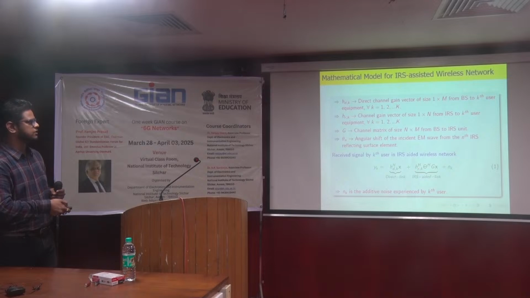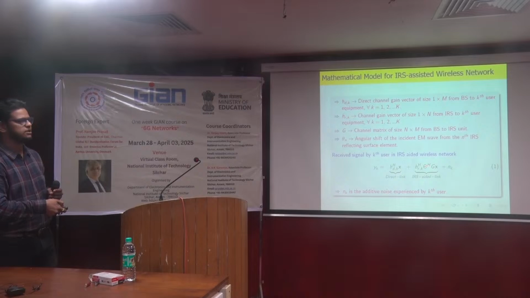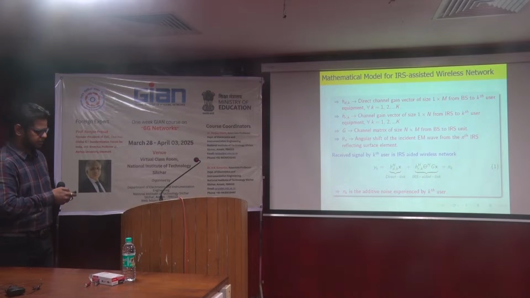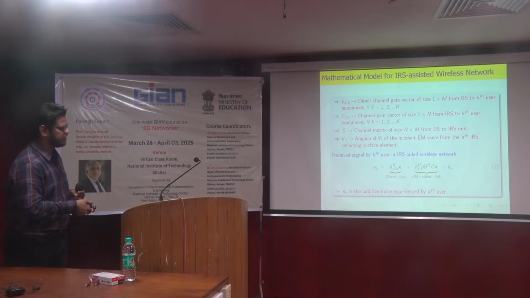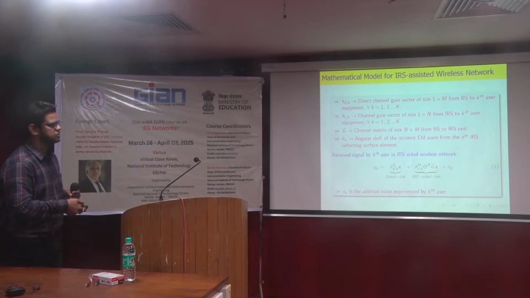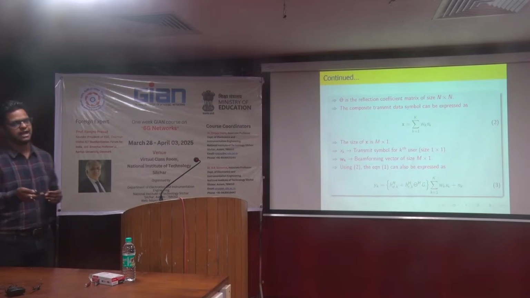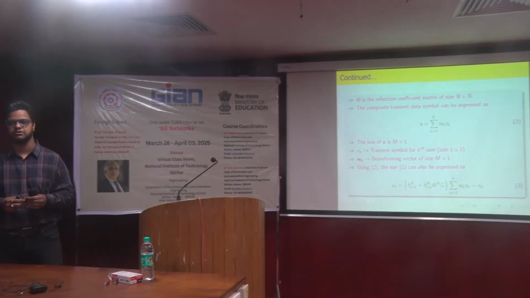One is the link from the base station to the user. Then this phi of h is your reflection coefficient, which can be controlled and optimized. Then this g of x, your x is your symbol and g is your gain, and this nk is your noise, which is additive Gaussian noise.